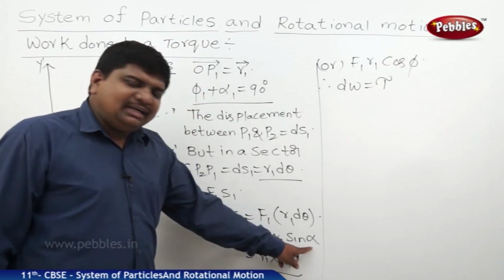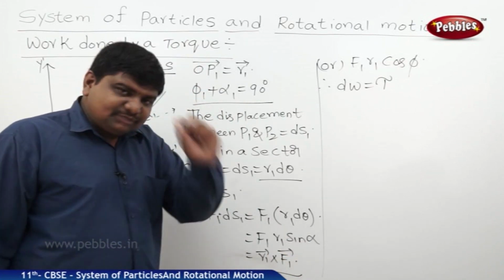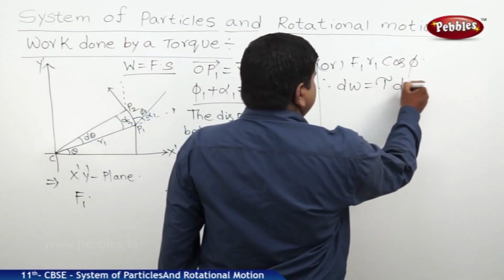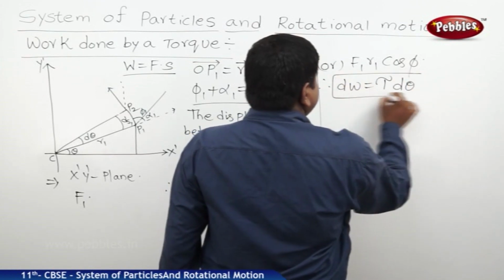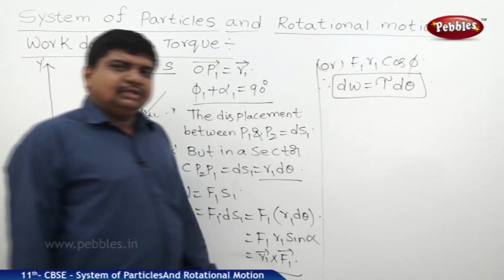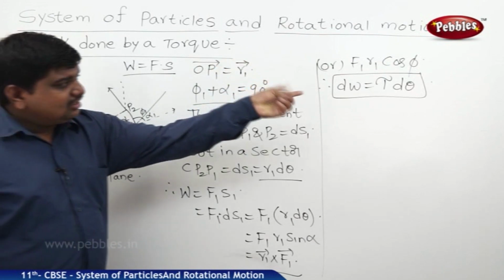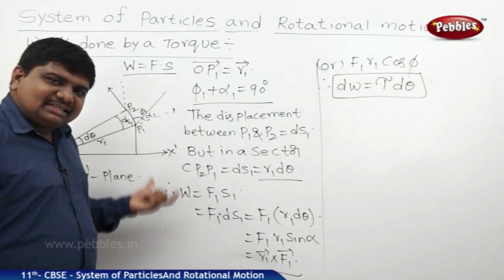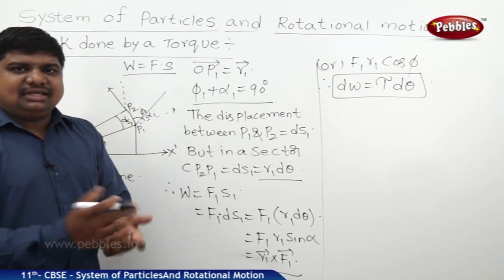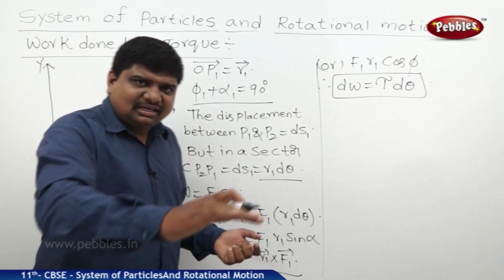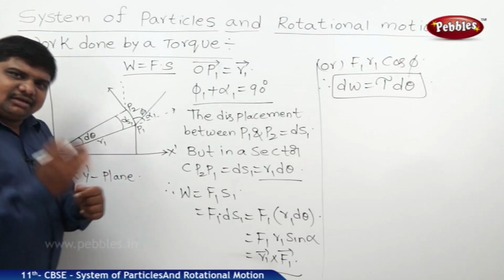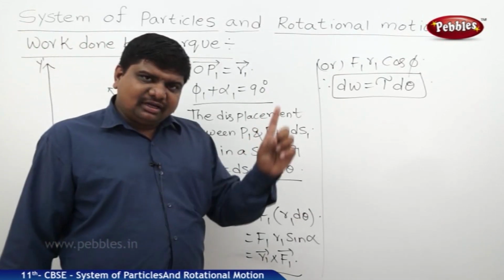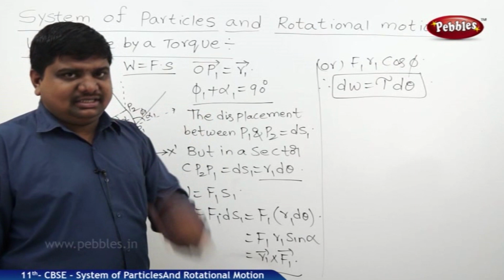If the angular displacement is very small, we can write it as d theta. We can mention the angle in terms of cos or in terms of sin, no problem. Either it is defined as the horizontal component or the vertical component. If it is along the horizontal line, we can say it in cos terms. If it is along the perpendicular line, we can say it in sin terms.